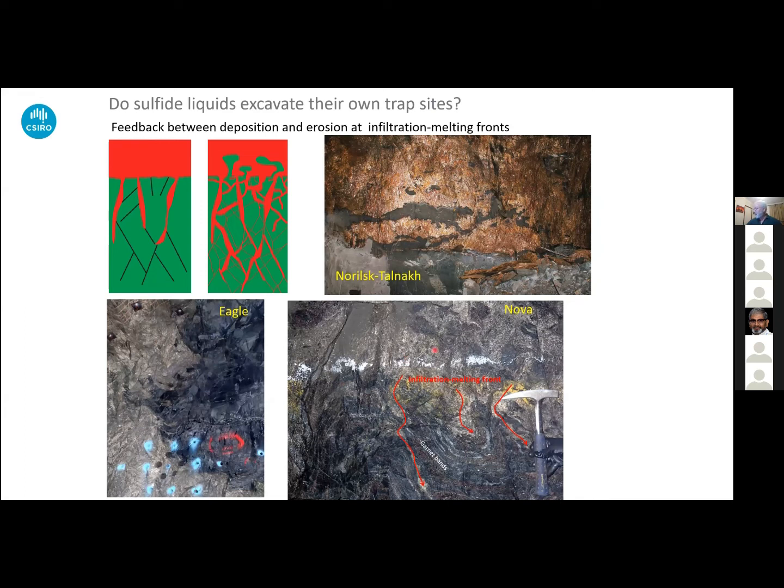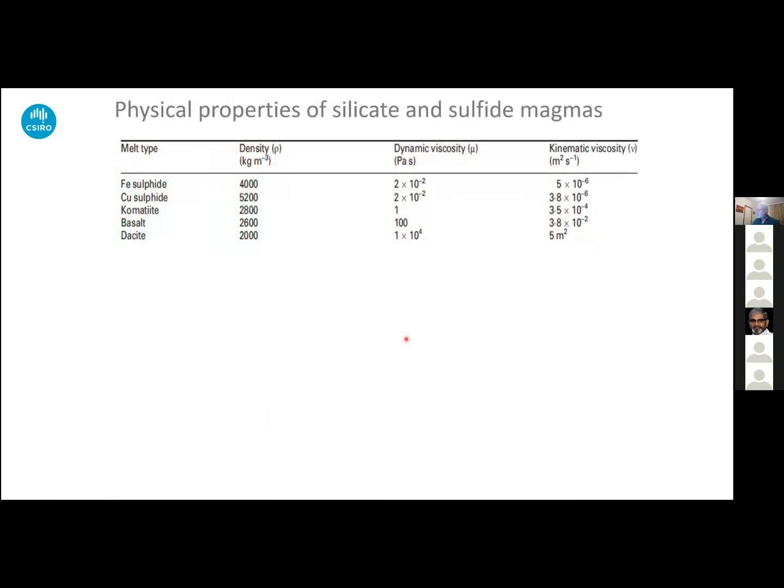This is the grandfather of them, the best one I've seen so far, at Nova. These are very, very broad melt infiltration zones where the sulfide is melting and penetrating into the country rock gneiss. And we'll have a little bit more of a look at that in a minute.